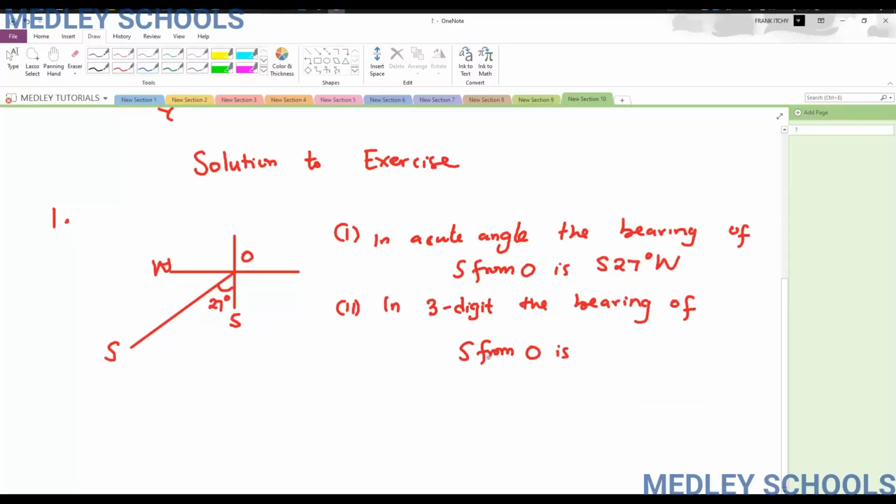Now, for the 3 digits, the bearing is from north till it gets to the line. Now remember, this is 90 degrees, this is also 90 degrees, and from here to here is 27 degrees. That means the bearing in 3 digits is 90 degrees plus 90 degrees plus 27 degrees. And when you add this together, you have 207 degrees. That means the bearing of X from O is 207 degrees in 3 digits and south 27 degrees west in acute angle. So we go to number 2.